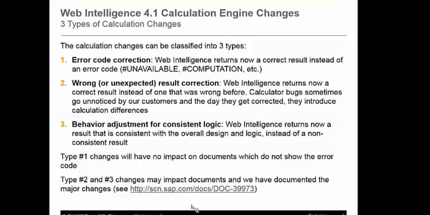So now, what are these different calculation changes which have been introduced in Webi? Well, basically there are three categories of changes. The first category is fairly simple. It's when we have corrected some error codes. You've probably seen these error codes before in your documents, such as the #UNAVAILABLE or #COMPUTATION. And those keywords appear in documents when the calculation engine cannot compute the result of a particular formula, due to the context or to the missing value from the database.